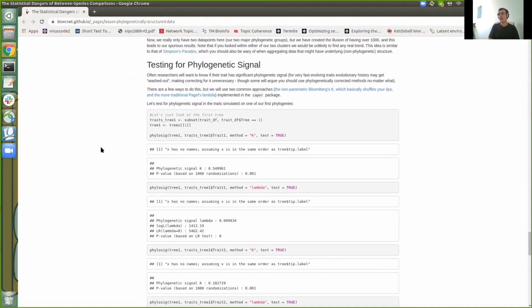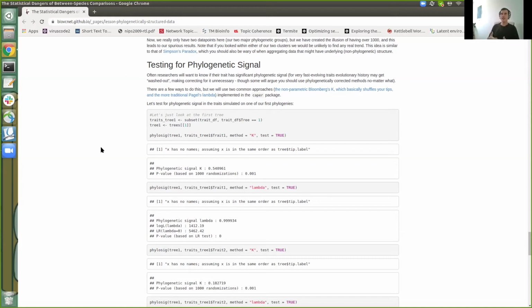If your trait evolves extremely rapidly, phylogenetic signal may actually not be a problem, right? If your trait evolves so quickly that all history becomes irrelevant because that history is washed out by new changes, then you don't have to worry so much about phylogenetic signal. But if you have a very slowly evolving trait, then you have to be a little bit more worried.